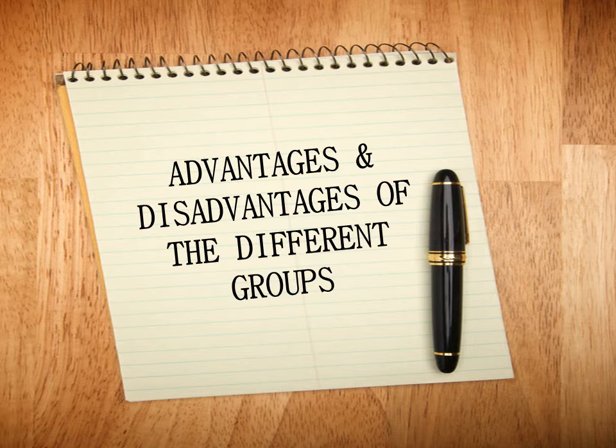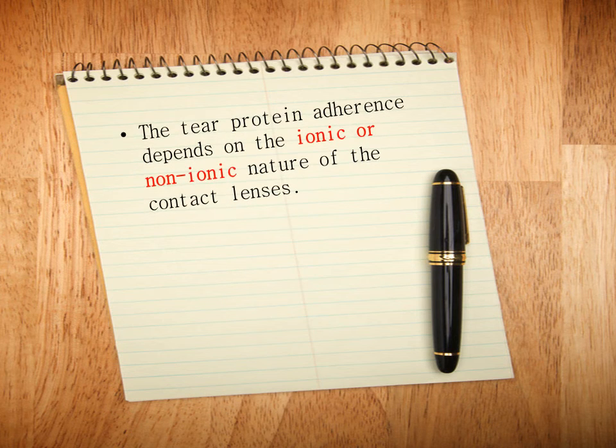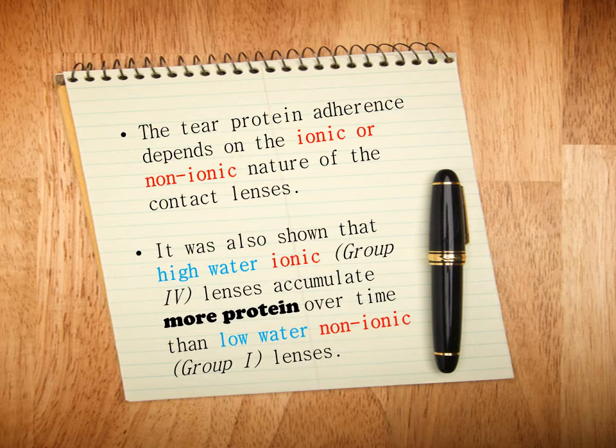And now let's take a look at the advantages and disadvantages of the different groups. Before that, you should know that the tear protein adherence depends on the non-ionic or ionic nature of the contact lenses. It was also shown that the high water ionic, which is group 4 lenses, accumulate more protein over time than low water non-ionic group 1 lenses.